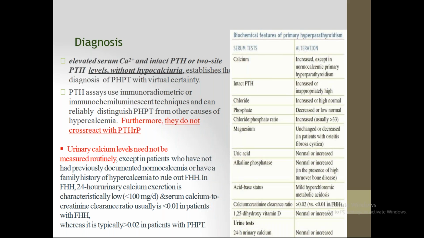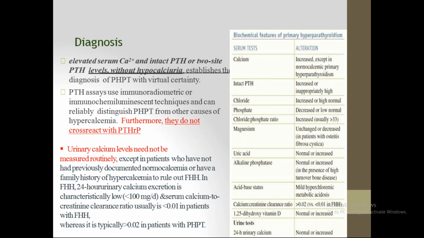In what conditions do you have to do urinary calcium, or the calcium creatinine ratio? There's a disease called familial hypocalciuric hypercalcemia. This disorder occurs due to mutation of the CaSR receptor, which I have told you about. The calcium, instead of being excreted, gets more and more reabsorbed. That's why serum calcium increases and urinary calcium reduces. So to differentiate this from hyperparathyroidism, you do urinary calcium levels and the calcium creatinine ratio.